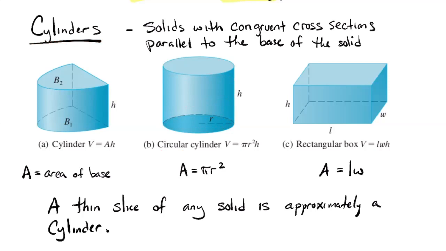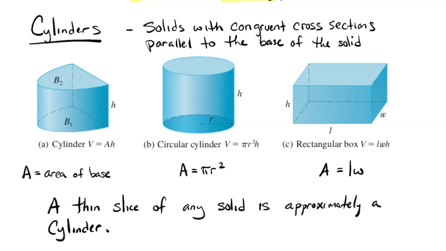This rectangular box over here is also a cylinder in that sense. Its cross sections are all rectangles. The cross sections parallel to the base are all rectangles congruent to the rectangle that's the base. This cylinder over here on the left, its cross sections almost look like little parabolic pieces or something like that. But the idea is that at any level parallel to that base, the cross section is the same shape. So such a thing is called a cylinder.